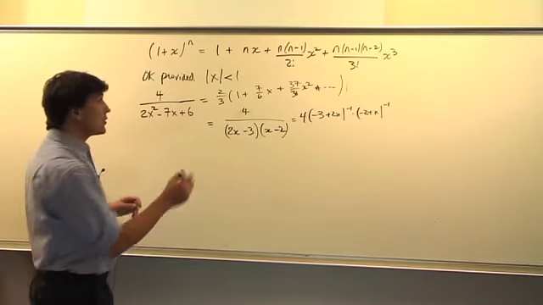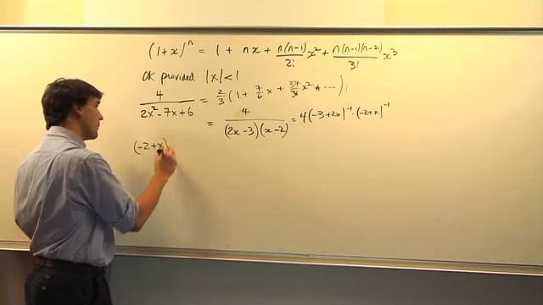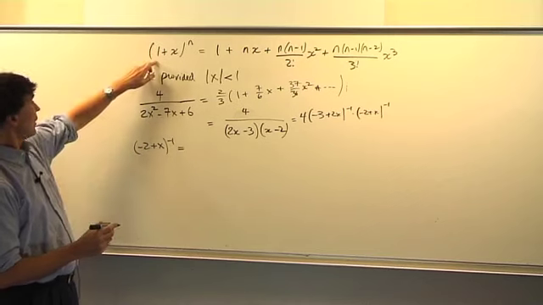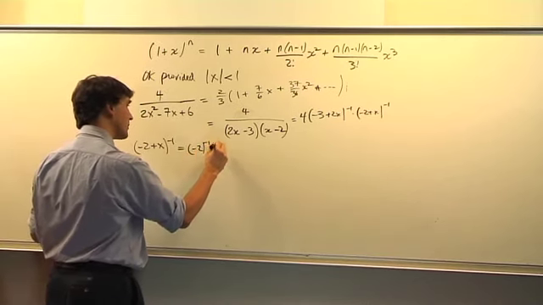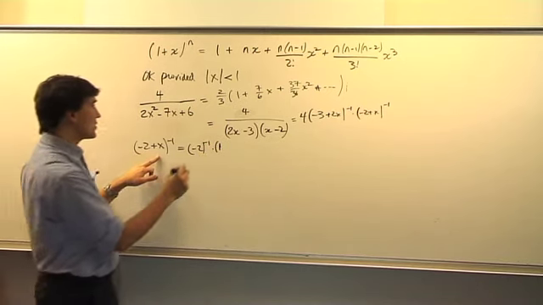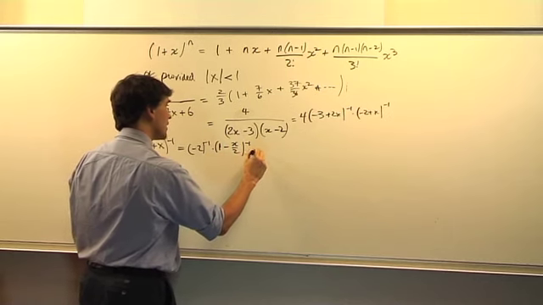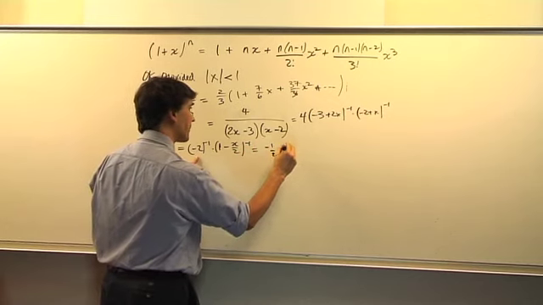So we need to do this. So this minus 2 plus x to the power of minus 1. Well, that minus 2 isn't a 1, so let's pull it out. So it's minus 2 to the power of minus 1 times 1, and then we have to divide by minus 2, so there's 1 minus x over 2 to the power of minus 1. So that is minus 2 to the minus 1, which is just minus a half.